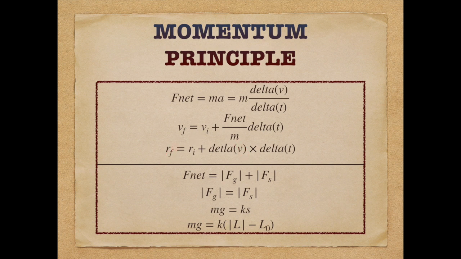For this lab, we have F net equals the force of gravity plus the force of the spring. And for this case, we know that F net is going to equal 0. So the force of gravity is going to equal the force of the spring. And then these are just the formulas so that you can see what they equal. So mass times gravity is going to be K times the magnitude of L minus L0.